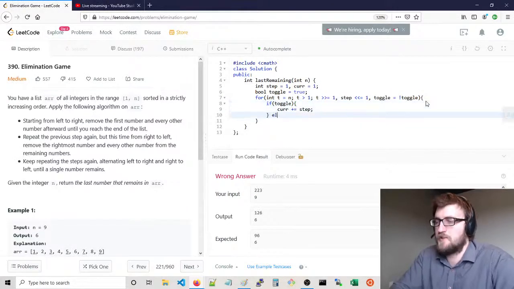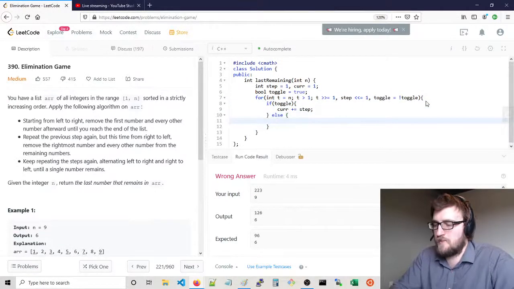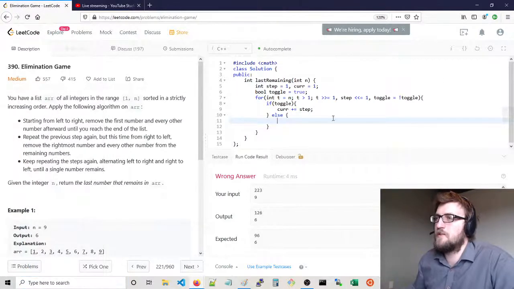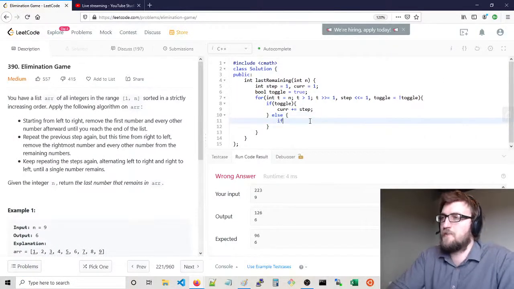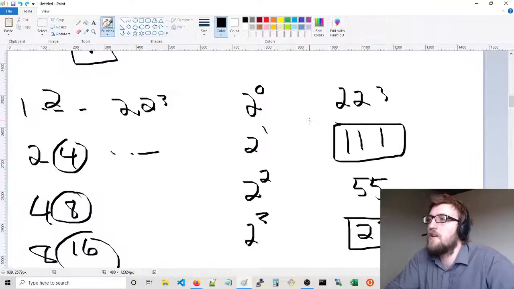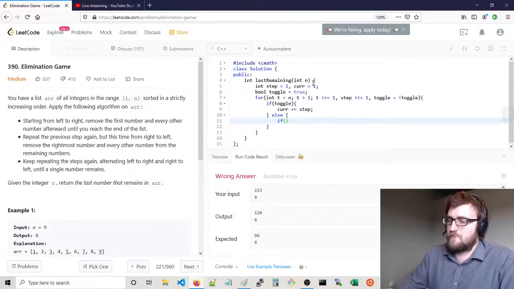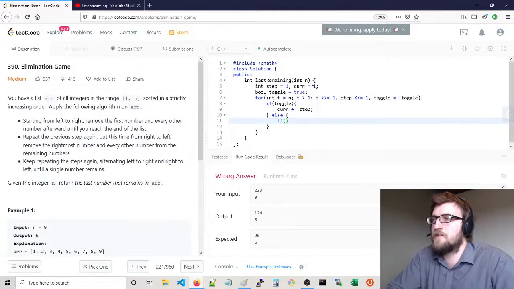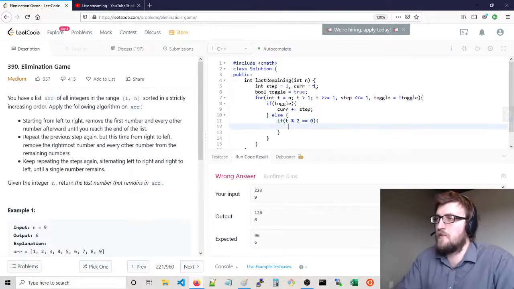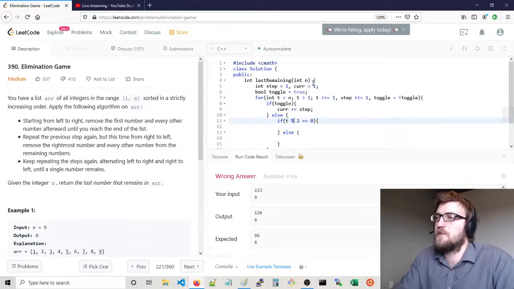And otherwise, now we have a choice between, if we're not toggling, now we have, it's t modulo 2 equals 0, or it's equal to 1, right? We'll keep it kind of simple and we'll just do that. We could also do and 1, that's another way of doing this.